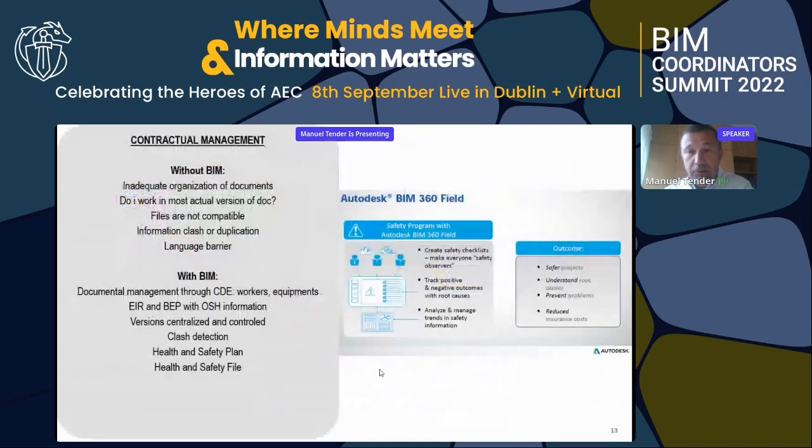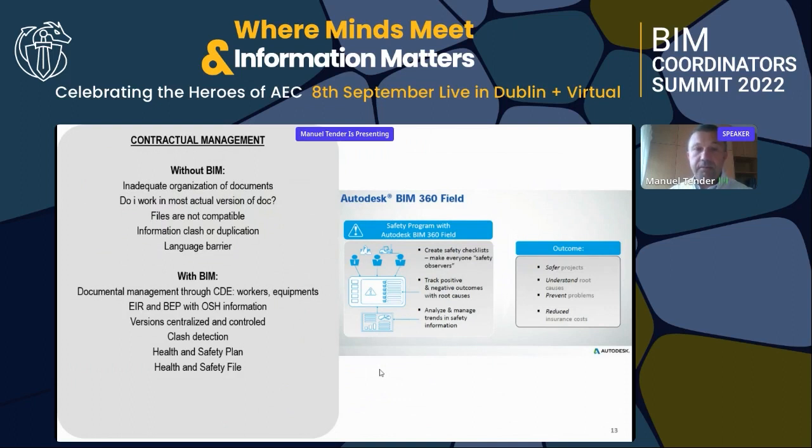So now I'm going to describe some areas where BIM is very important in terms of OSH, and I'm going to begin with contractual management. Usually we have an inadequate organization of documents. I'm asking myself many times, am I working on the most current version of the document? Sometimes files are not compatible, there's information clash or duplication, and there's a language barrier.